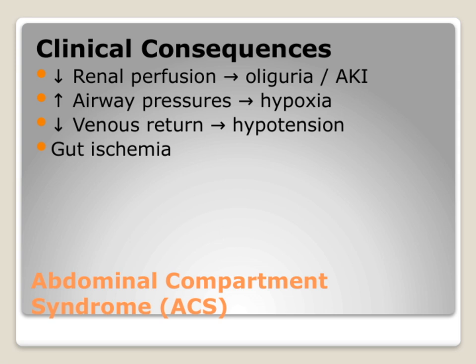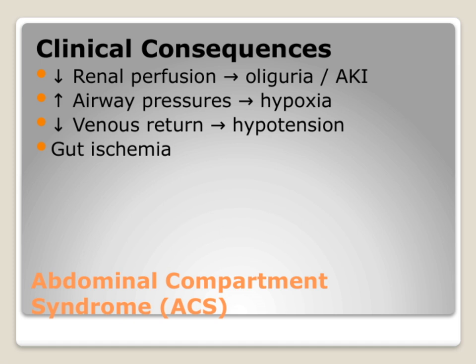When renal perfusion decreases, it can lead to oliguria or even acute kidney injury, which is a serious concern. Increased airway pressures can result in hypoxia because it becomes harder to ventilate properly. A drop in venous return can cause hypotension, reducing the amount of blood returning to the heart and affecting overall circulation. Gut ischemia is another critical issue, where inadequate blood flow can damage the intestines. Finally, we have abdominal compartment syndrome, or ACS, which occurs when increased pressure within the abdomen compromises organ function.